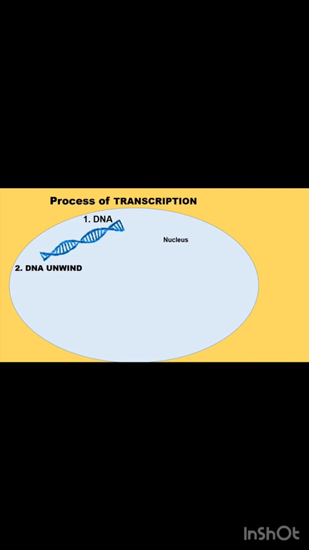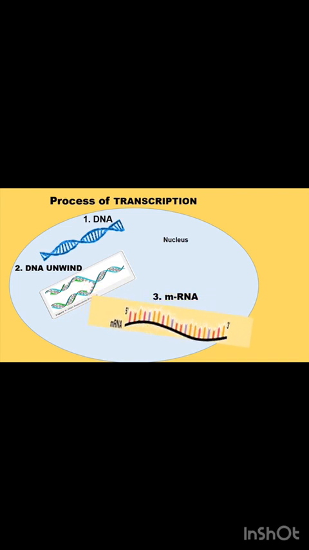Now the two strands separate. One strand is used as a template, and then free nucleotides bond with the complementary bases of the strand. Now our new structure is formed. This is the mRNA structure, carrying the information from this DNA. After transcription, this mRNA moves from the nucleus of a cell through the nucleopores into the cytoplasm, where it will attach to the ribosome and start the process of translation.